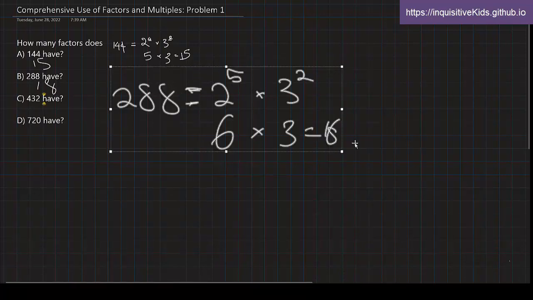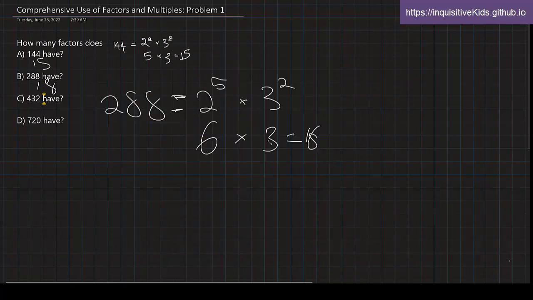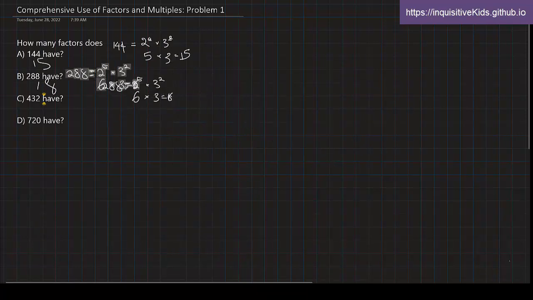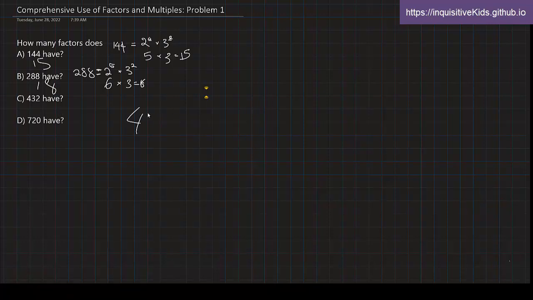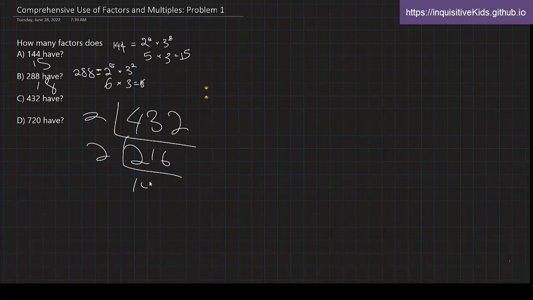And I'm going to shrink this as well. Put that beside this question. Okay, 432. We divide by 2, and we get 216. Divide that by 2, we get 108. Divide that by 2, we get 54. Divide that by 2, we get 27. Now this is already odd, but remember, this is actually equal to 3 cubed.